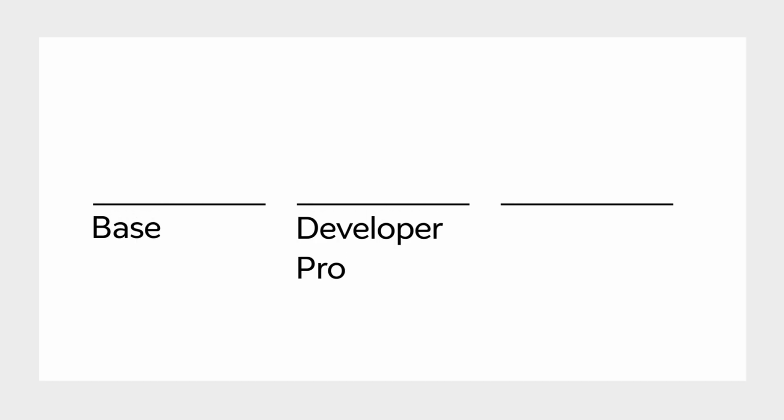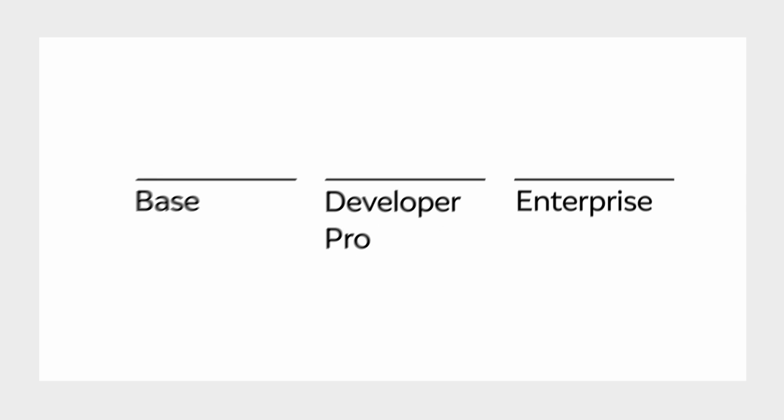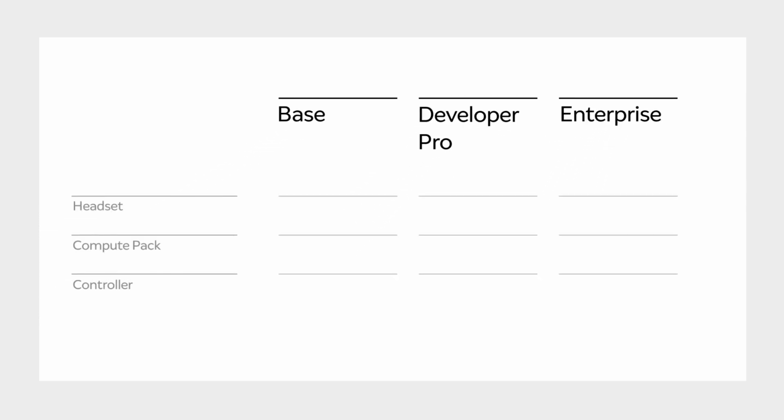Let's go over the different software editions for the Magic Leap 2. The Magic Leap 2 has 3 software editions: Base, Developer Pro, and Enterprise. Starting off, all 3 editions have the same hardware. It's purely just software differences between the 3. The devices do not come with the licenses pre-installed though.